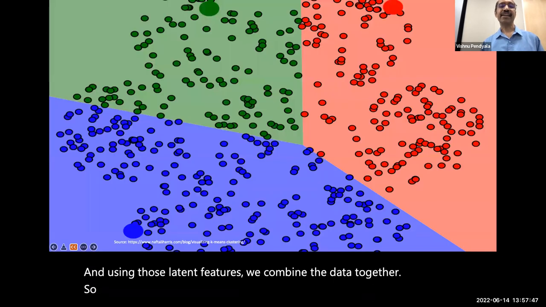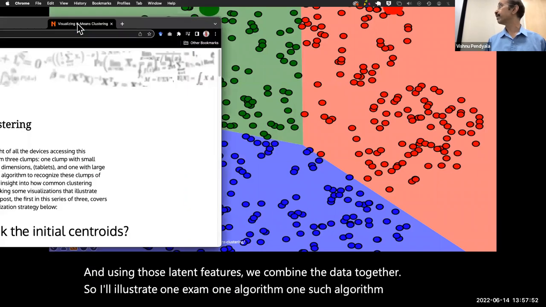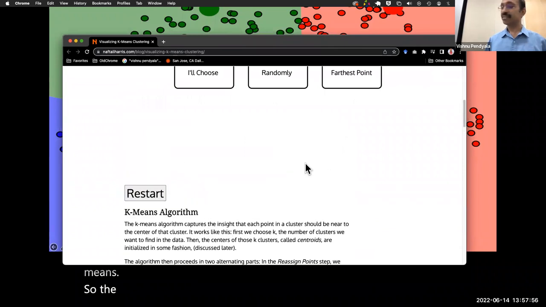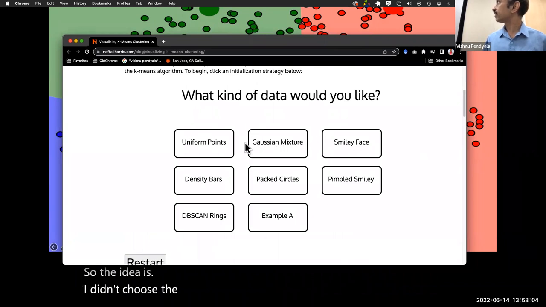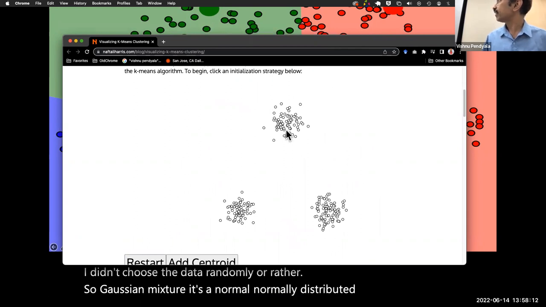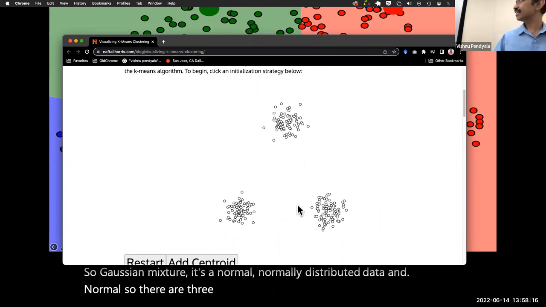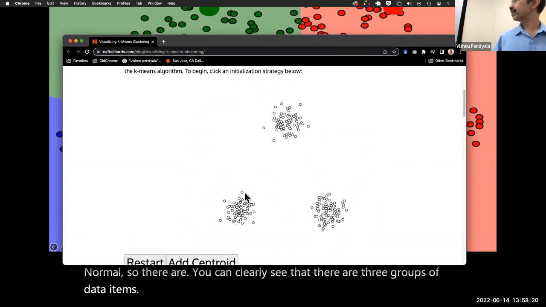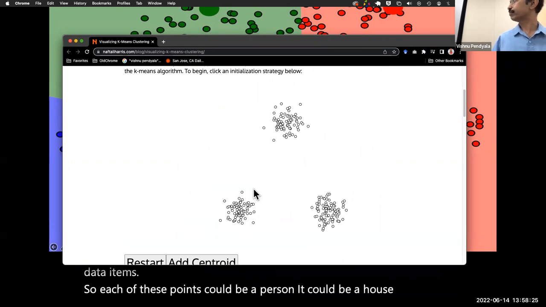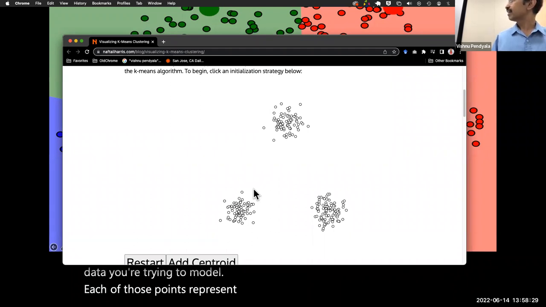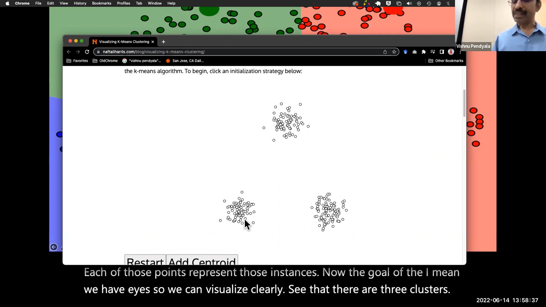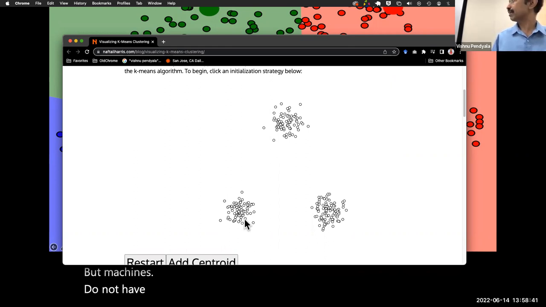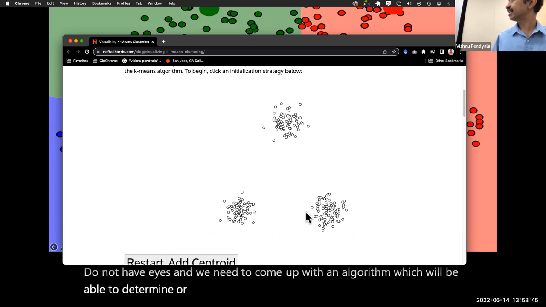So I'll illustrate one such algorithm called K-means. I'll choose the data randomly, a Gaussian mixture, normally distributed data. You can clearly see that there are three groups of data items. Each of these points could be a person, a house, whatever data you are trying to model. Each of those points represents an instance. Now, we have eyes so we can visualize and clearly see that there are three clusters. But machines do not have eyes. We need to come up with an algorithm which will be able to determine or separate these three clusters.